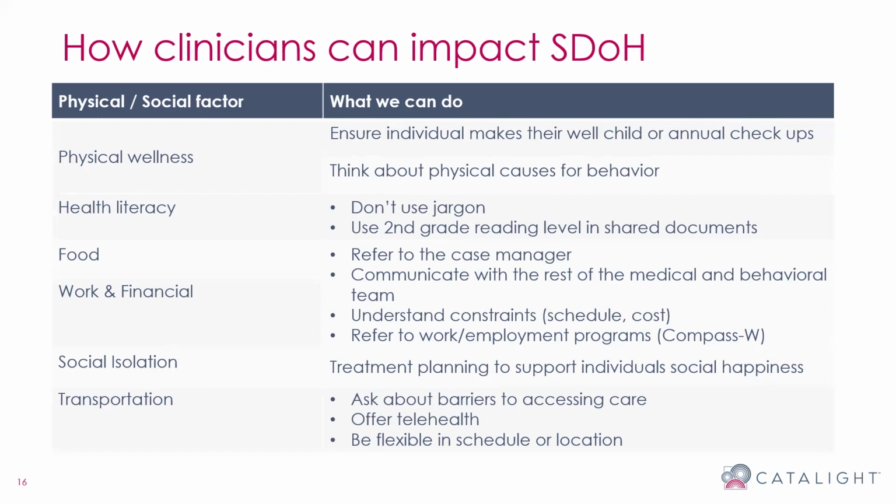For social isolation, treatment planning to support the individual's social happiness. Again, what does that mean to them? What makes this person happy, and how do we support them in achieving that? And then finally, with transportation, talking about the barriers to accessing care, offering telehealth, being flexible with schedules, locations, and really understanding the types of transportation limitations that a family might be experiencing.